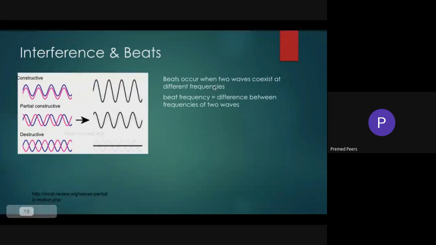Oh, sorry. And then beats are things that occur when two waves exist at different frequencies. So beat frequency is the difference between frequencies of two waves. Again, this is also something that doesn't show up a ton. So I would just know that equation, f prime equals f1 minus f2, where f prime is the beat frequency, and f1 is one frequency, and f2 is the other frequency.